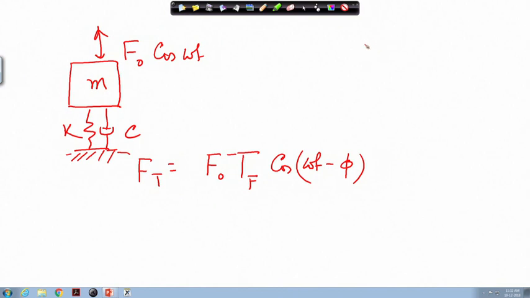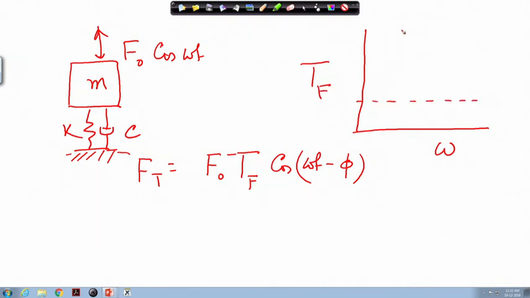We have seen that the force transmissibility T f, for an undamped system, starts from 1, and this is root 2, where the axis is omega by omega n, and omega n is the natural frequency.